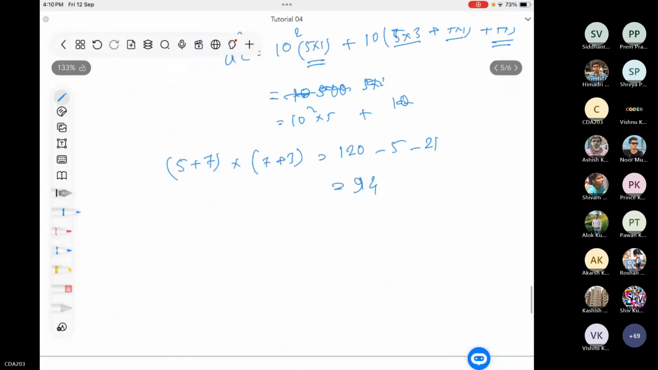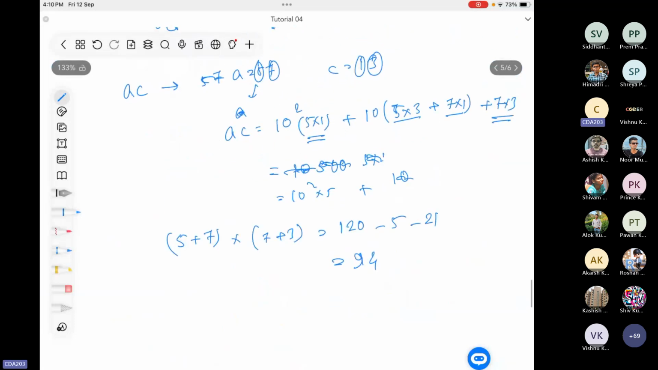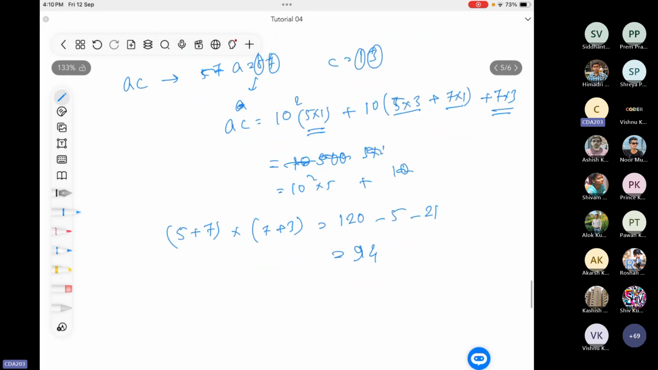Can you see that I'm breaking? I'm not going to exercise all these things. I'm just giving you the example that I'm computing this one. Now I compute AC from here. Similarly, I'll compute BD and I'll compute A plus B into C plus D.